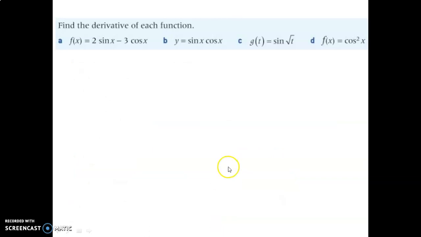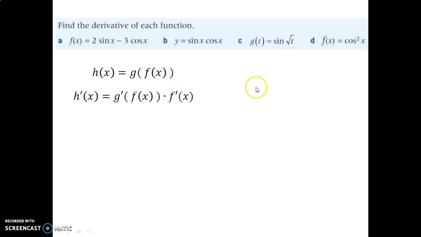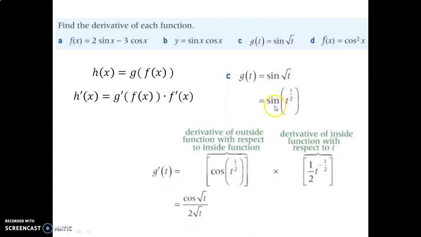All right, let's try C. In C, you will need the chain rule. Okay, there's a function within a function. We can rewrite it like this to begin. Take the derivative of the outer function. That means derivative of sine. So here we have that. Derivative of sine becomes cosine. Leave the inner function. Multiply by derivative of the inner function. So derivative of that is this. Simplify that to this. Great job.